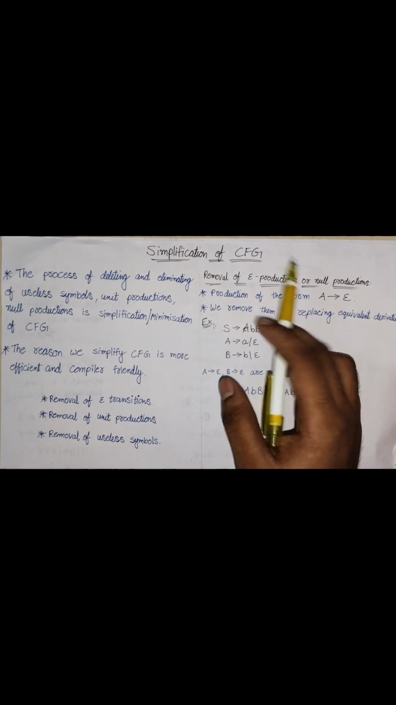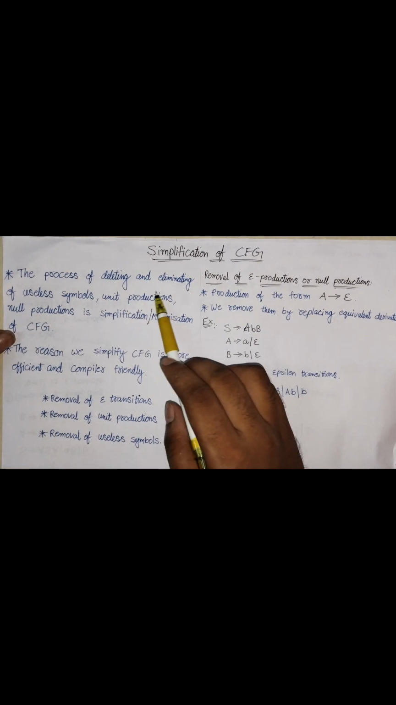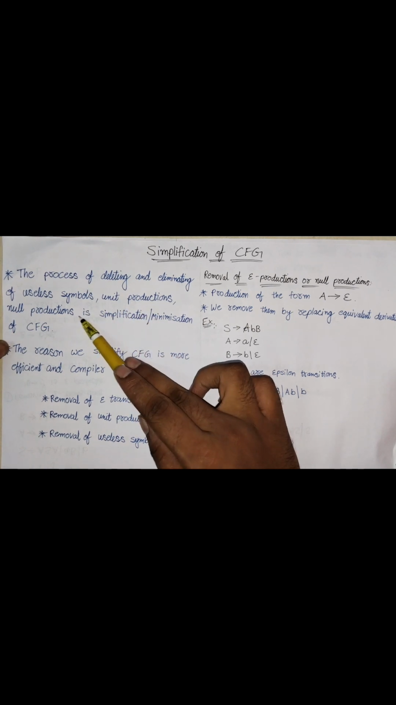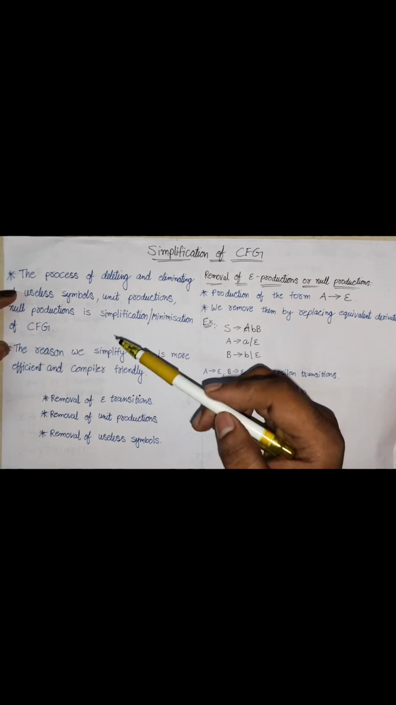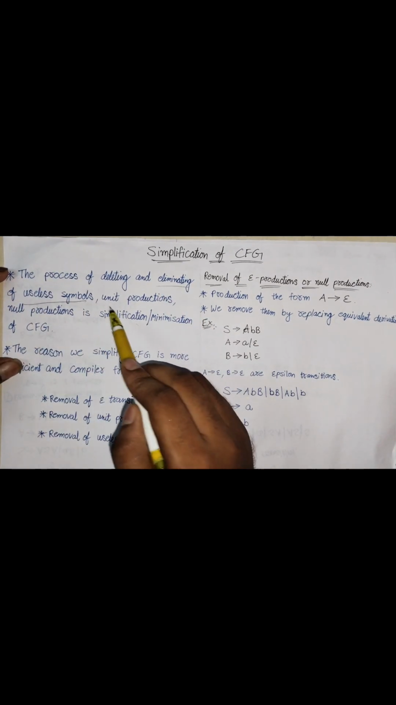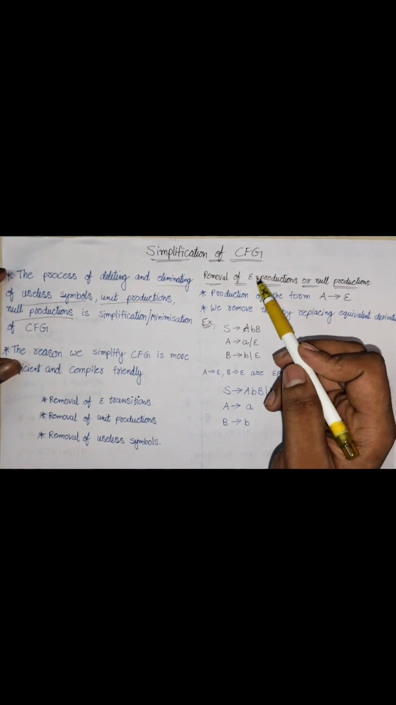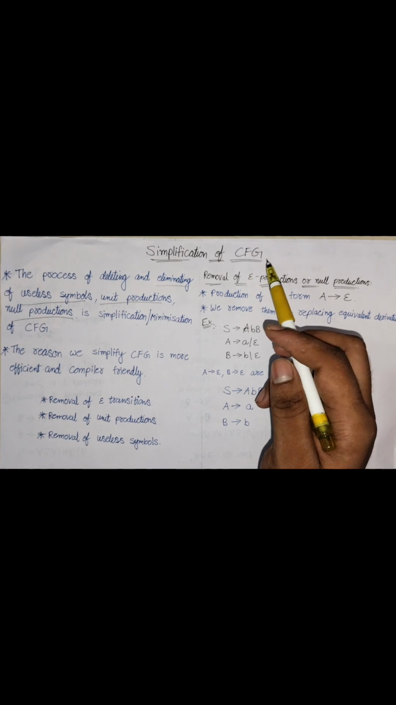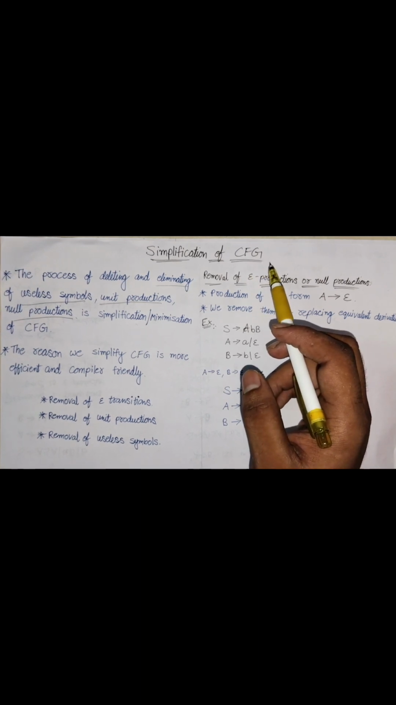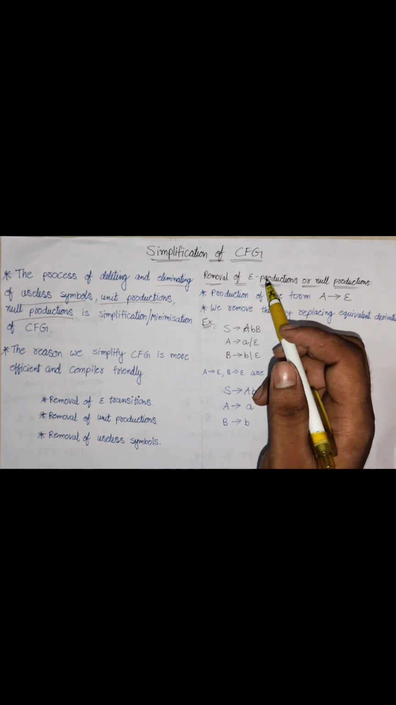First of all, the definition. The process of deleting and eliminating useless symbols, unit productions and null productions is simplification or minimization of the context free grammar. There are three terms: eliminating useless symbols, unit productions and null productions. You have to make sure that all three are removed from the productions. Then you can say that the grammar is simplified or minimized.